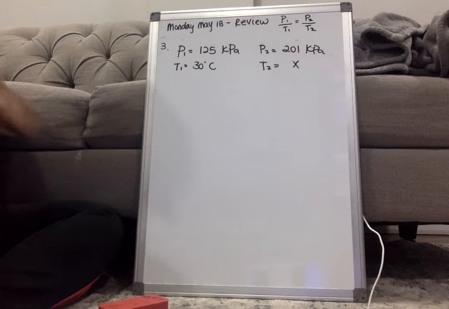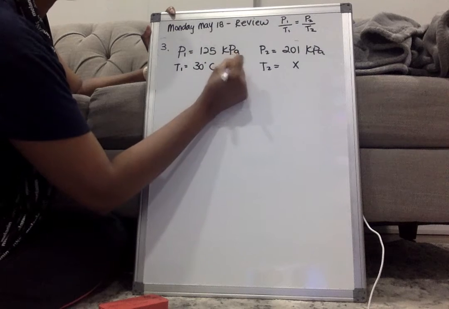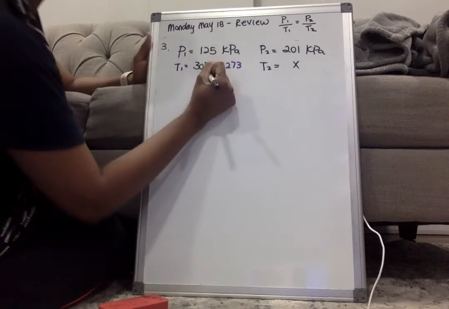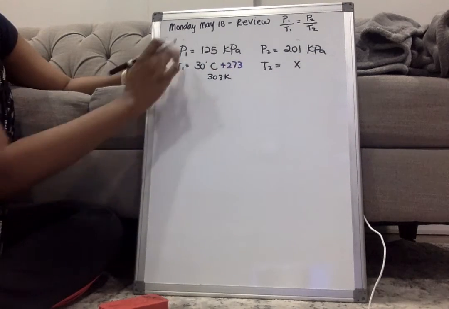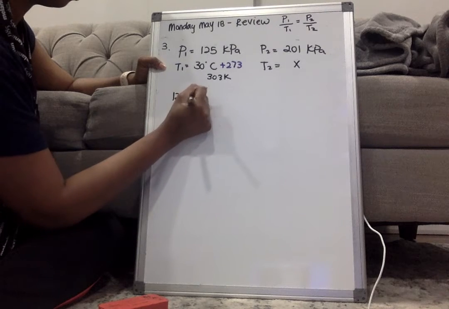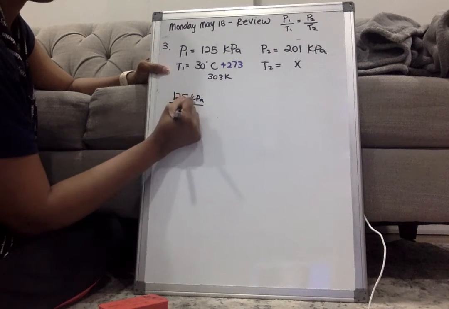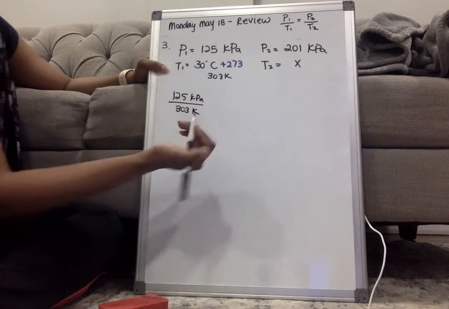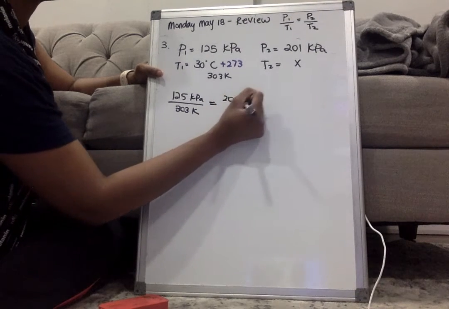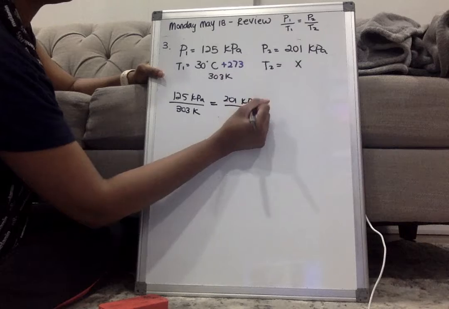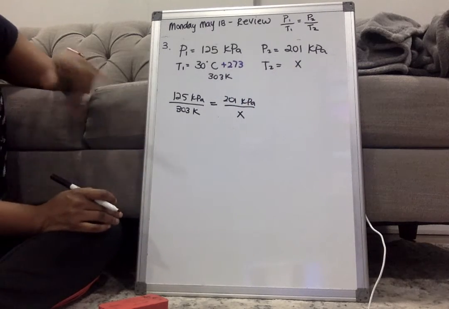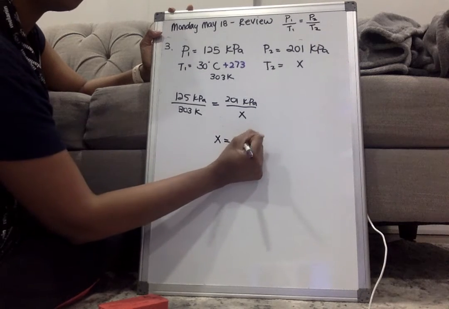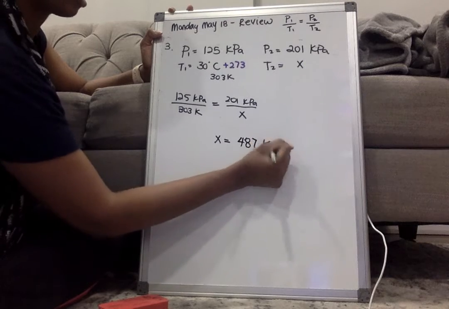So again, the temperature's in Celsius. I have to add 273 to get it into Kelvin. So that new temperature is going to be 303 Kelvin. So P1 is 125 divided by 303 Kelvin. You're not going to put 30 degrees Celsius. It needs to be in Kelvin. Equals 201 kilopascals divided by X. Cross multiply, and then you'll find that your final temperature should be 487 Kelvin.